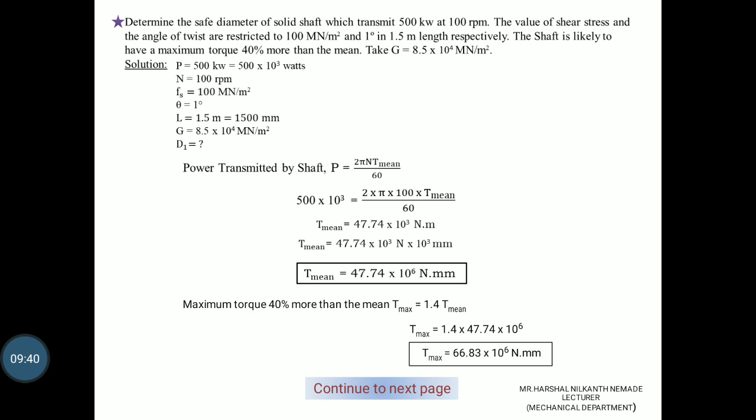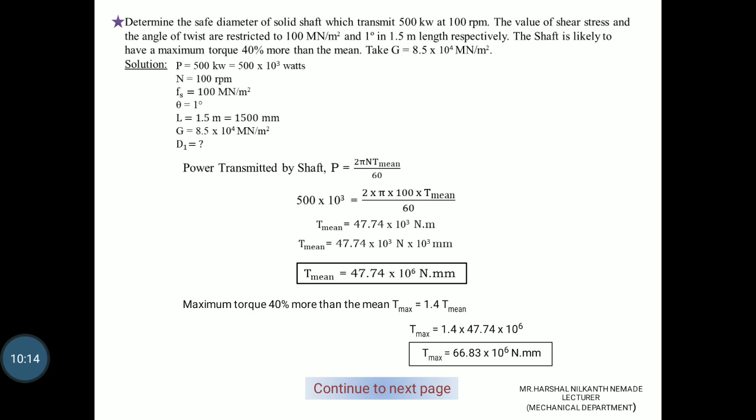Determine the safe diameter of the solid shaft which transmits 500 kW at 100 rpm. The value of the shear stress and the angle of twist are restricted to 100 mega Newton per meter square and 1 degree in a 1.5 meter length respectively. The shaft is likely to have a maximum torque 40% more than the mean. Take G is equal to 8.5 multiplied by 10 raised to 4 mega Newton per meter square.